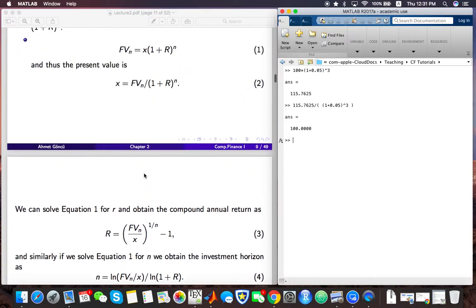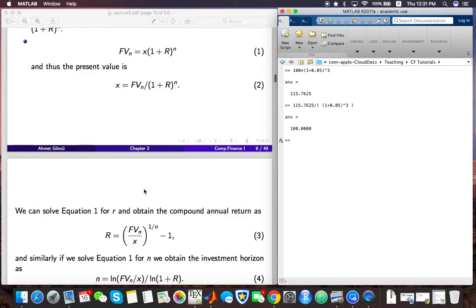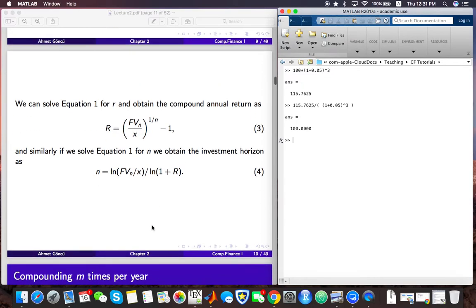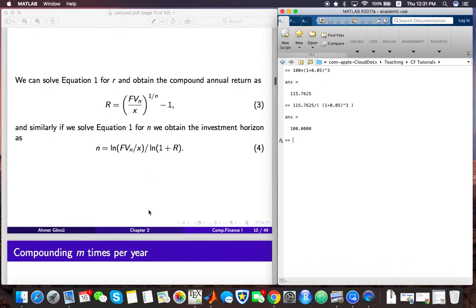So you can also solve equation 1, which gives us the future value in terms of the interest rates. You can solve this same equation in terms of R. If you know the future value and the present value, then you can calculate what's the interest rate for this given n number of years. Similarly, you can also solve the same equation for n, and you can, for example, find out in how many years your initial investment might double, and you can calculate such quantities using equation 4.